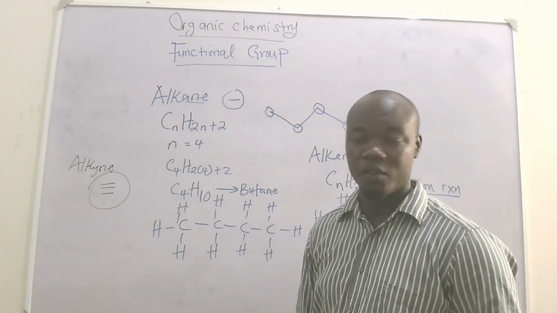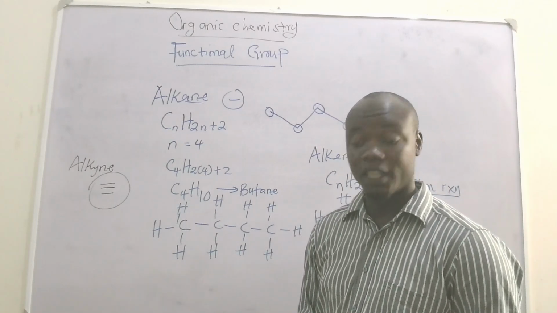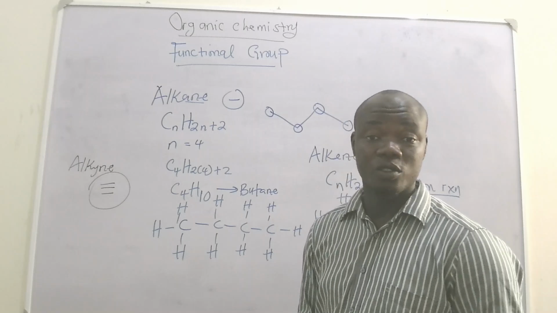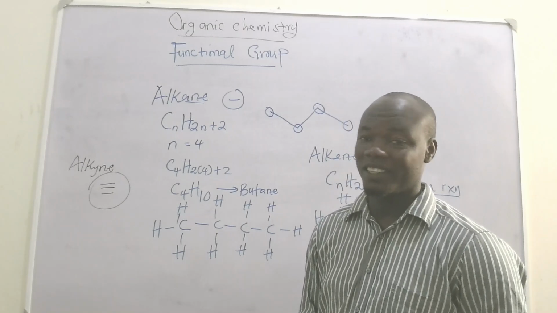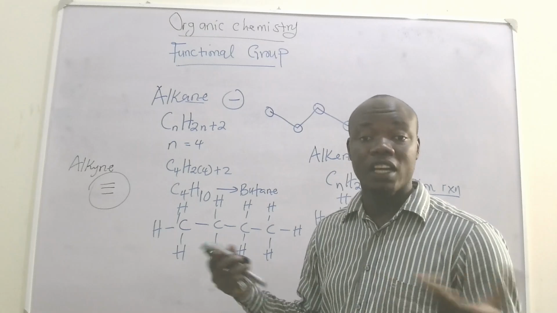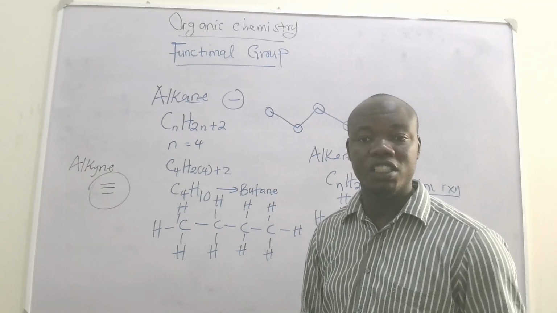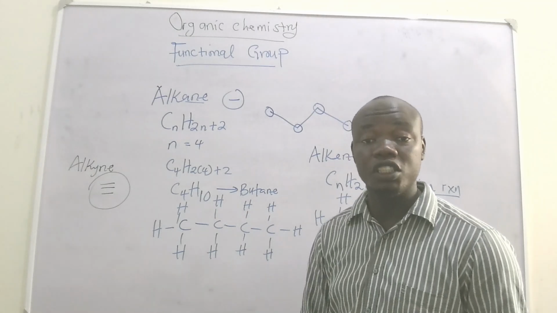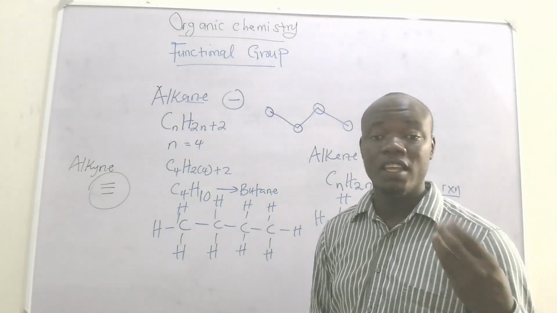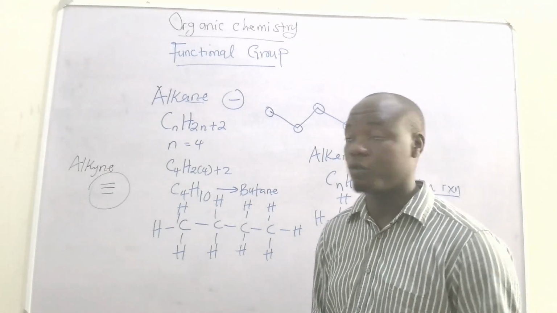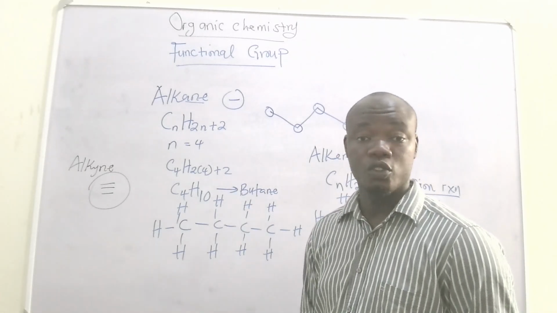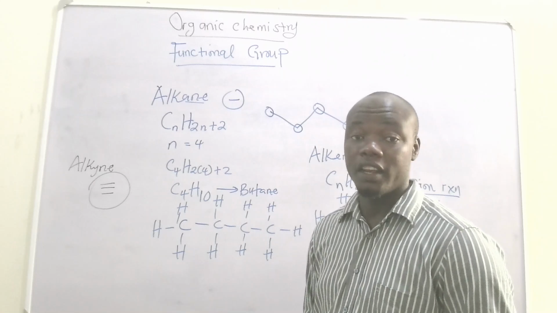So alkynes also have a deficiency of atoms, and that is the reason why they can also undergo addition reaction, but not substitution. They cannot undergo substitution reaction because they do not have sufficient atoms. It is only the family that has sufficient atoms that can undergo substitution reaction.